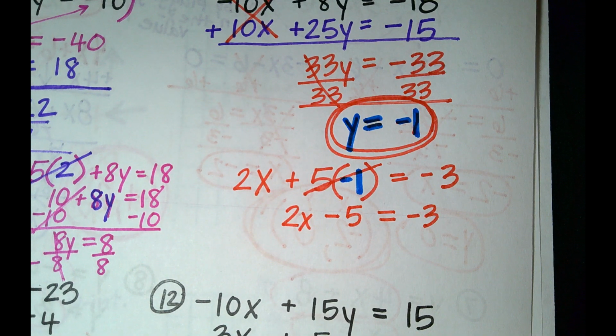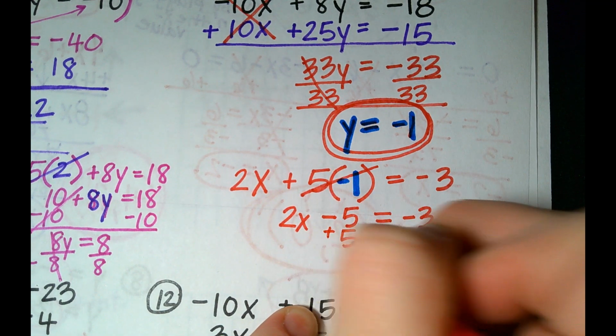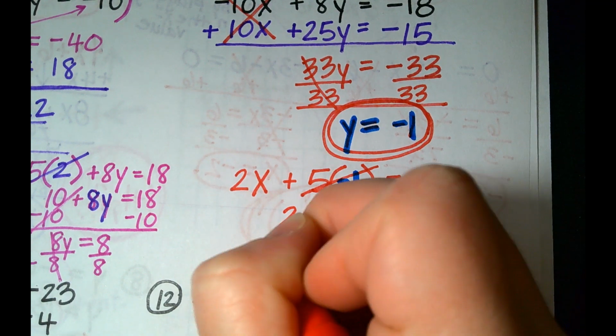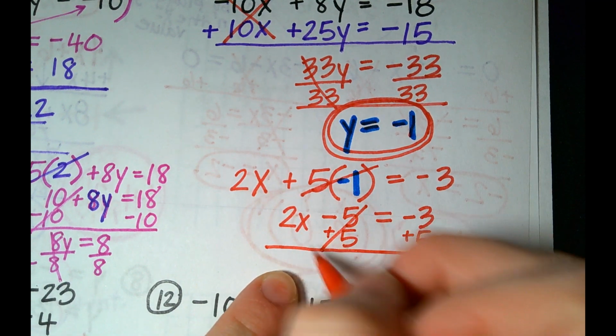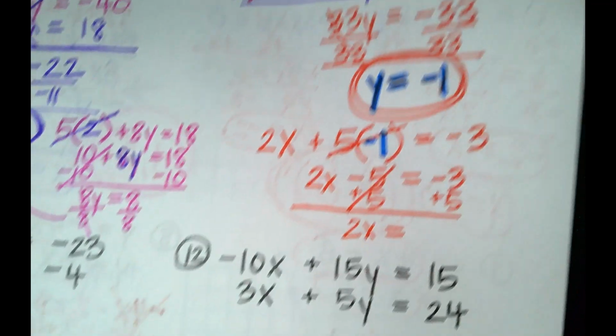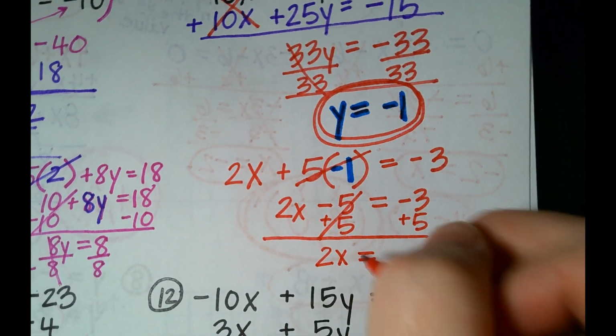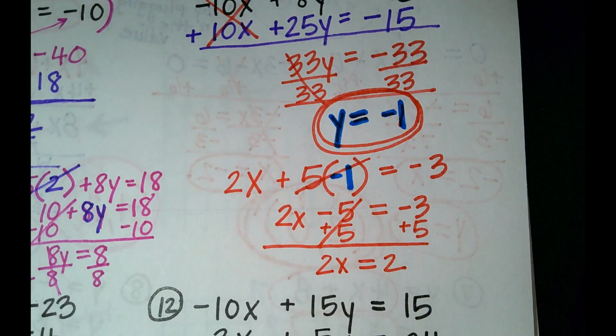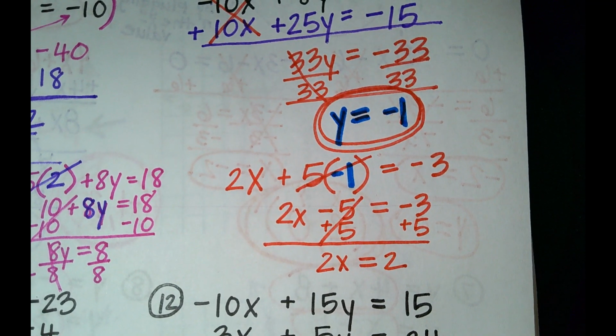And then what? Yes, add 5 to both sides. Those will cancel. And then I'll bring down 2x equals negative 3 plus 5 is 2. Okay. One more step.